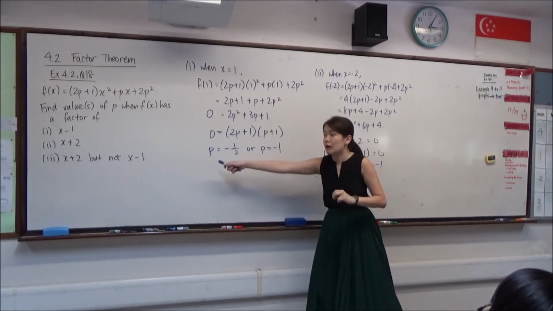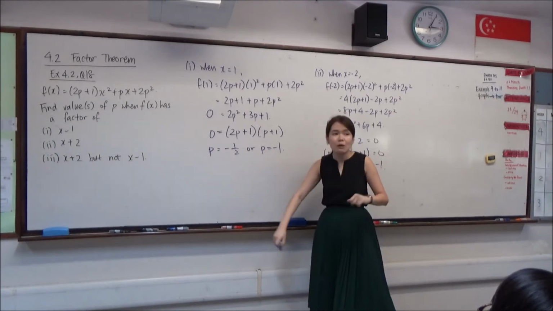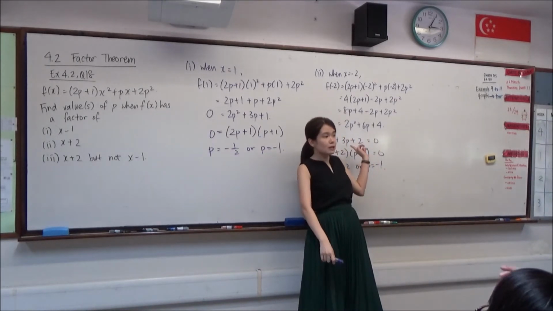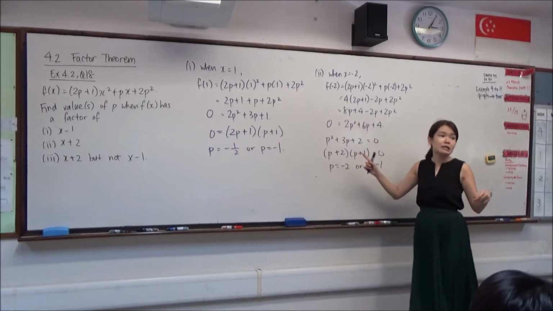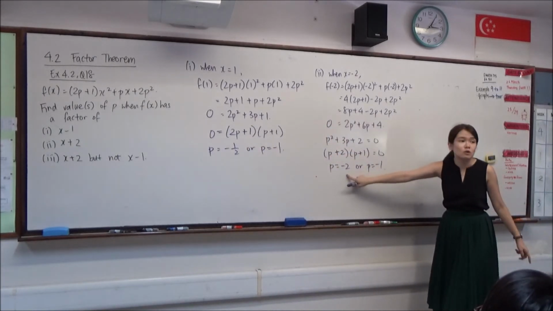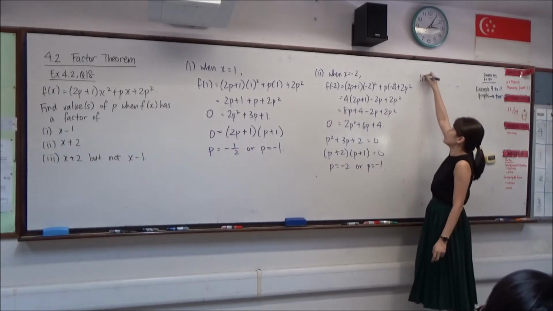So now, if I look at part 3 again, I want x plus 2 to be a factor, but this one not a factor. Therefore, the value for p will have to be p equals negative 2 to allow that.